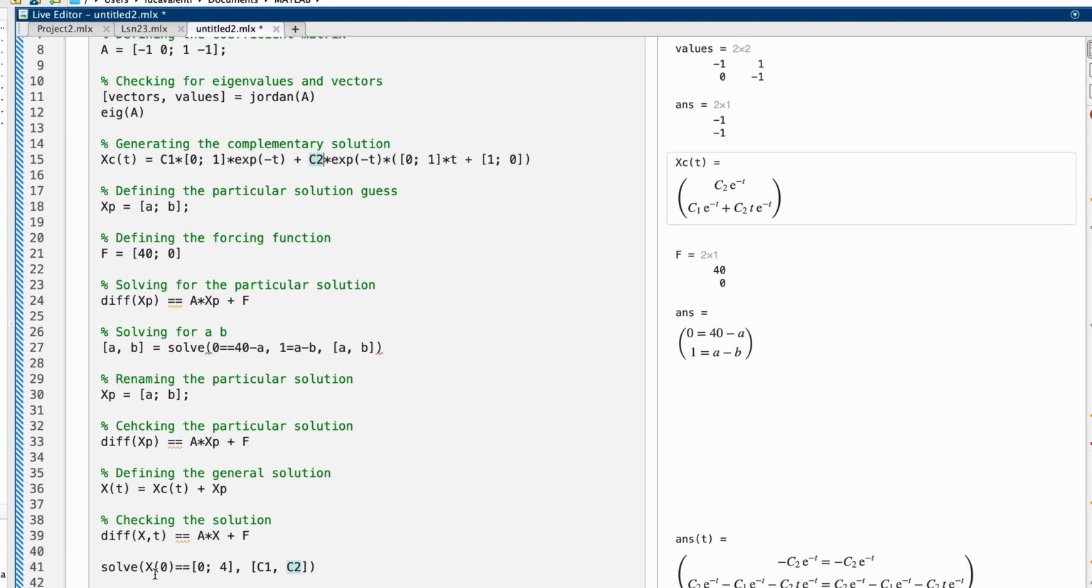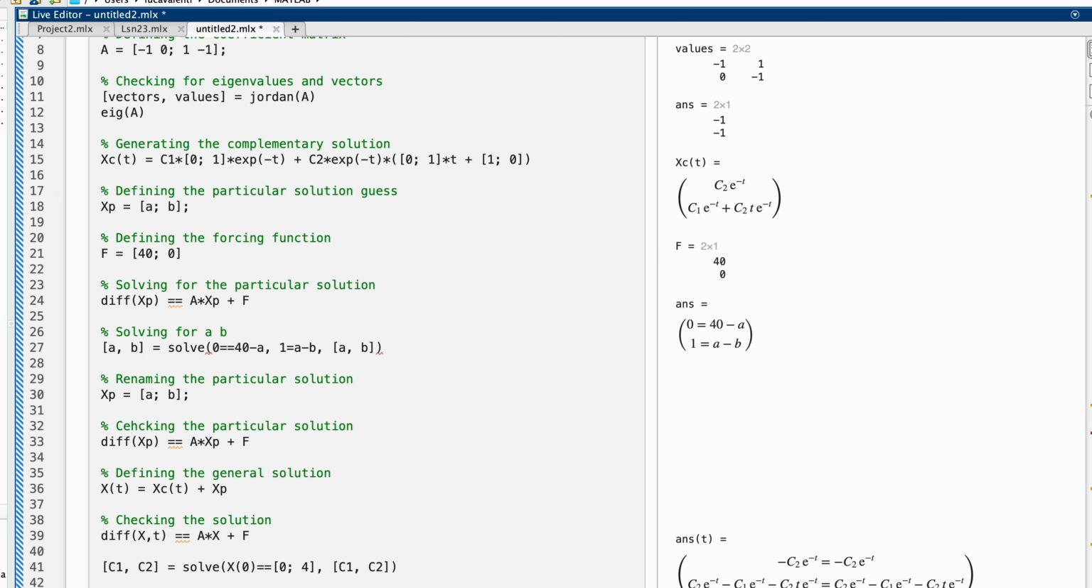So basically what I'm saying is if I input 0 in this solution over here, which is this and this, I'm going to get this vector eventually. The vector 0, 4. And by that, I can solve for these, and I can have them output into C1 and C2 separated by a comma. I still want the capital ones.